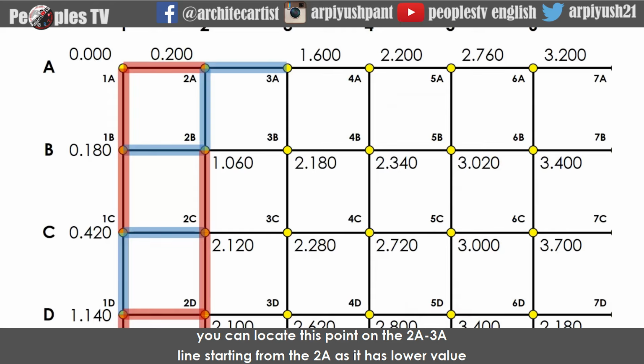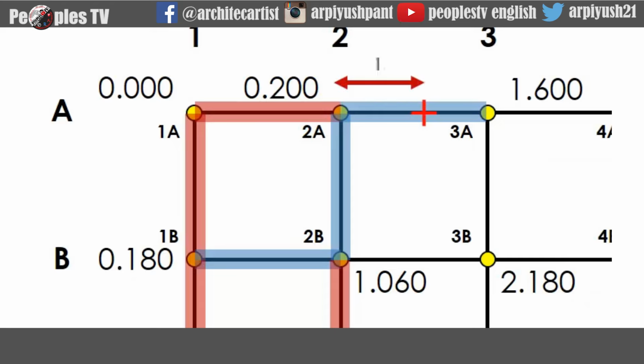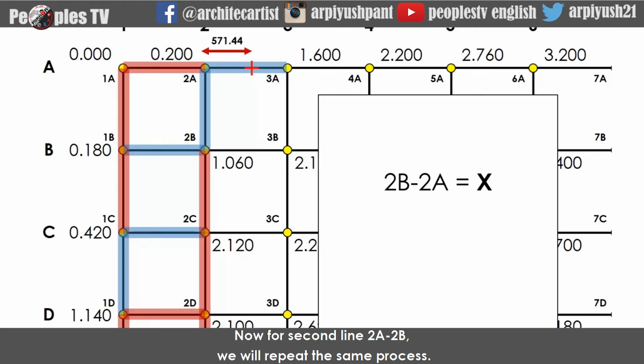You can locate this point on the 2A 3A line starting from 2A, as it has the lower value, and mark a point at a distance of 571.44 on it. And here we got our first point. Now for the second line, 2A 2B, we will repeat the same process.